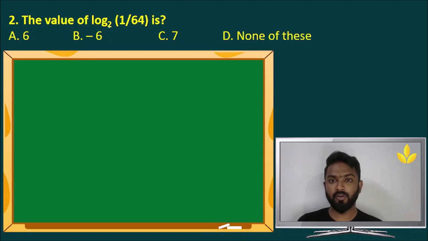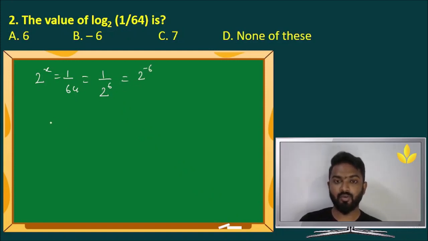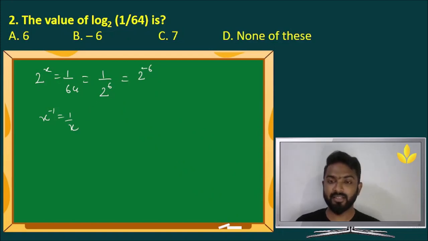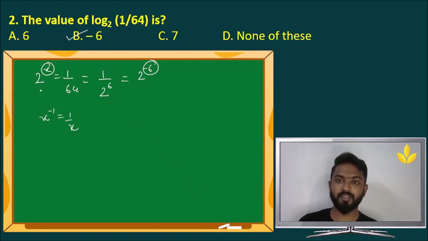The value of log base 2 of 1 by 64 is what? So basically what we need to find out is 2 power x equals 1 by 64. That is nothing but 1 by 2 power 6 because 64 is 2 power 6. That is nothing but 2 power minus 6. Minus because it is a reciprocal. So obviously x power minus 1 equals 1 by x. The same thing is applied over here. So obviously x is equal to minus 6 because the base value is same. Answer is B.